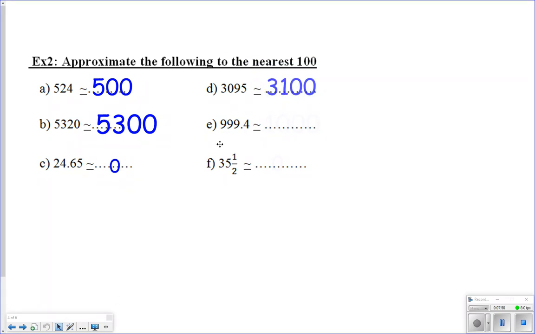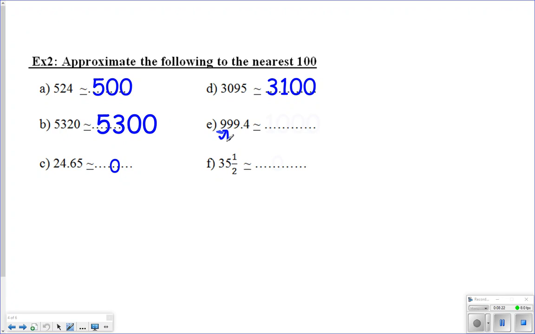Question E. We have here 999.4. And we are still approximating to the nearest 100. Where is the 100 here? This 9 is units, yes. After it we have tens, then hundreds. So the last 9 is the hundreds. Okay, this is the hundreds. Second step is look right next door.